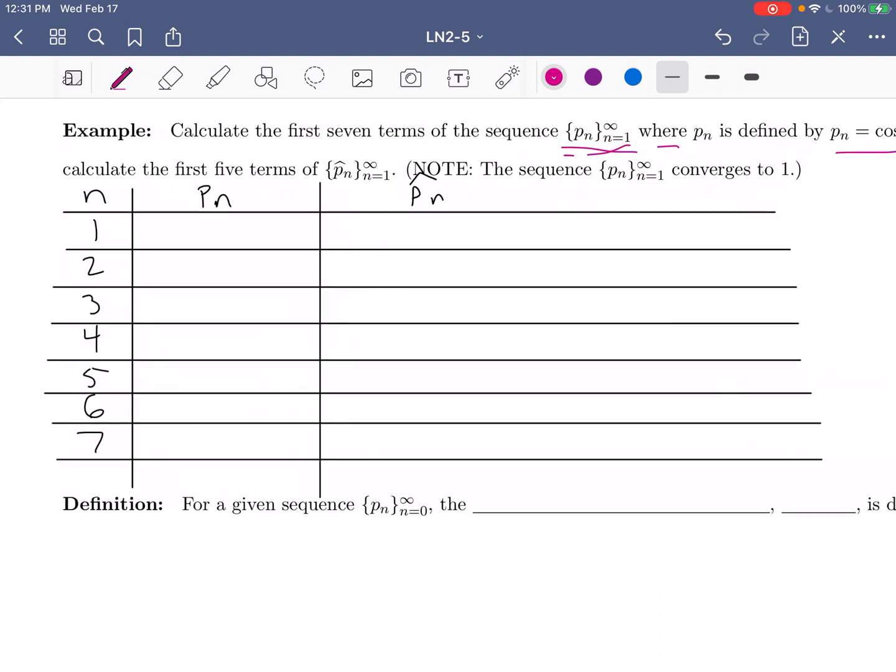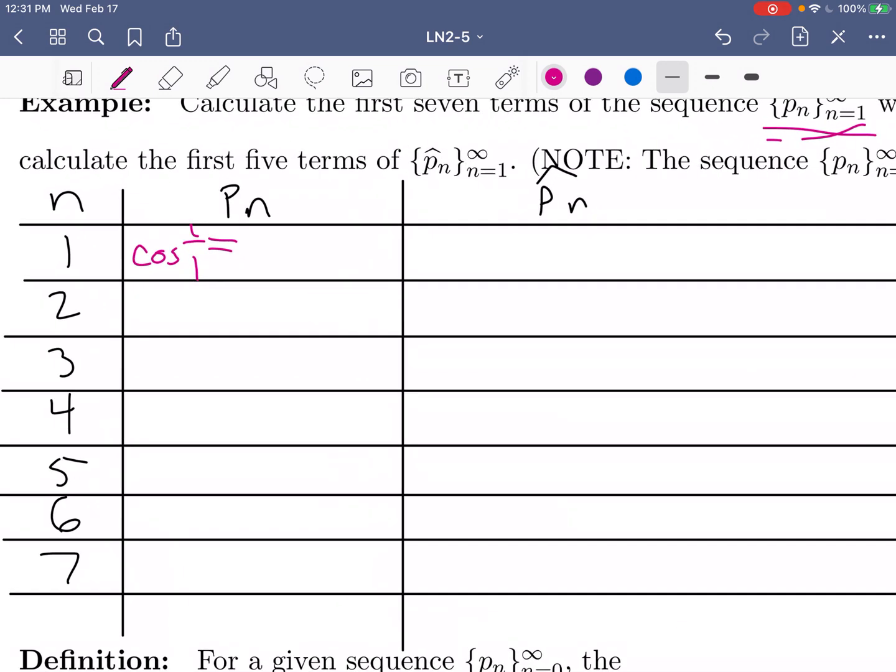Right. So when n is equal to 1, we have cosine of 1 over 1, which as a decimal is about 0.54030. Then we have cosine of 1/2, which as a decimal is 0.87758. And cosine of 1/3, which is 0.94496.